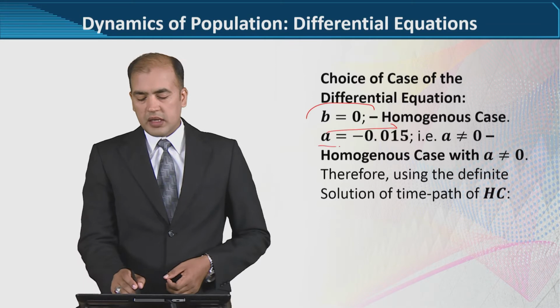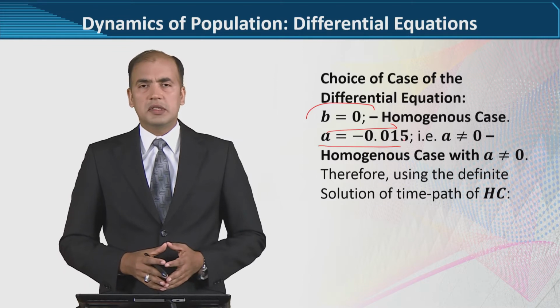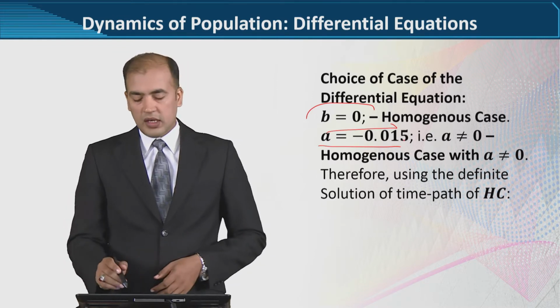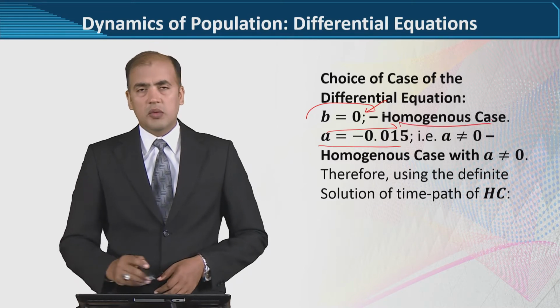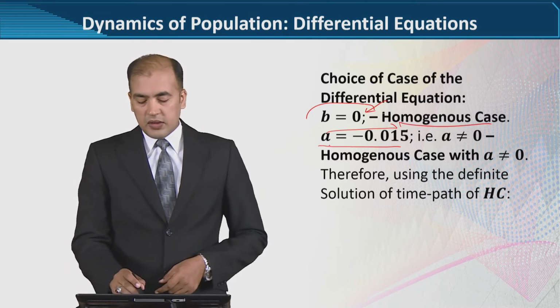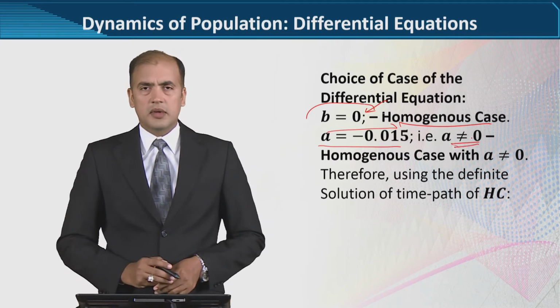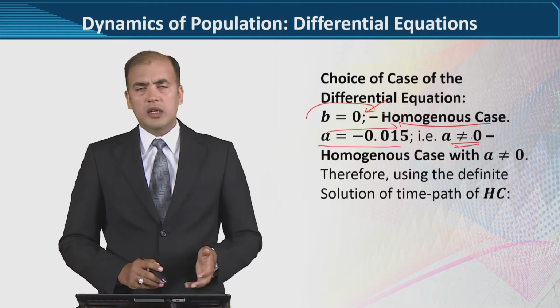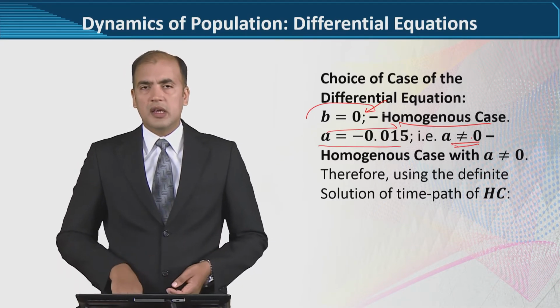Now these are the various values that we have. One is b and the other is a. We know that we start with the value of b to find out if we are dealing with a homogeneous case or a non-homogeneous case. So b already is known to be 0 in this case, so we are dealing with the homogeneous case. So a is equal to this, which is a negative value, which is not equal to 0. So we can say that a is not equal to 0 and b is equal to 0. So definitely it's a homogeneous case that we are dealing with.